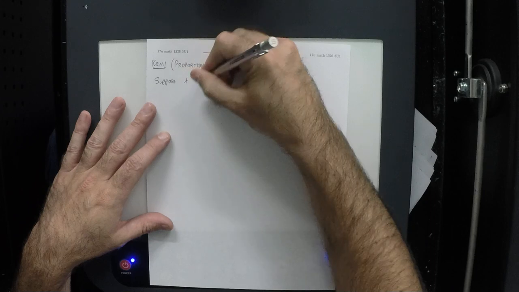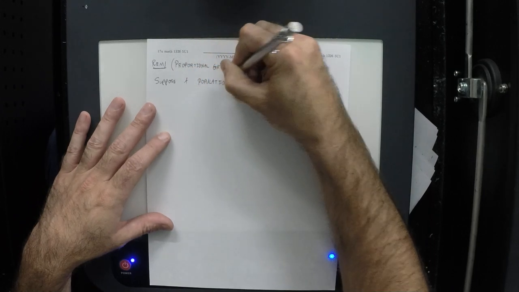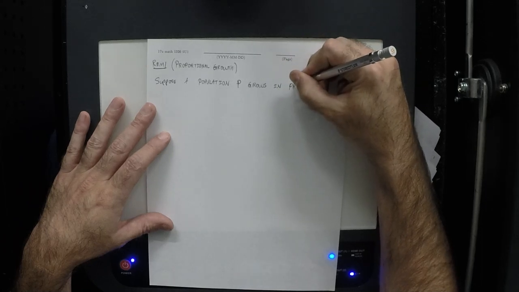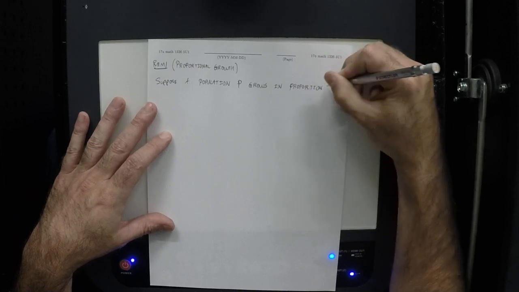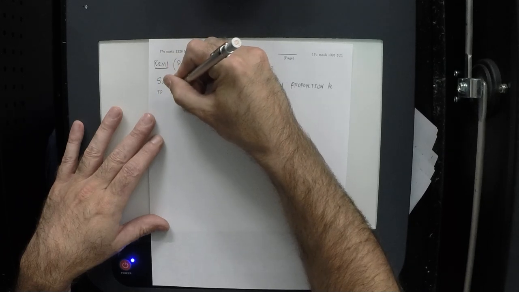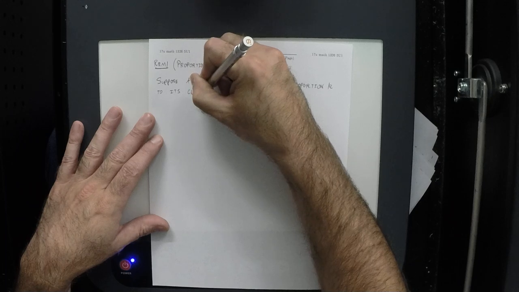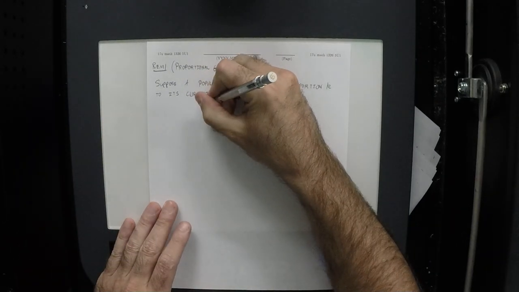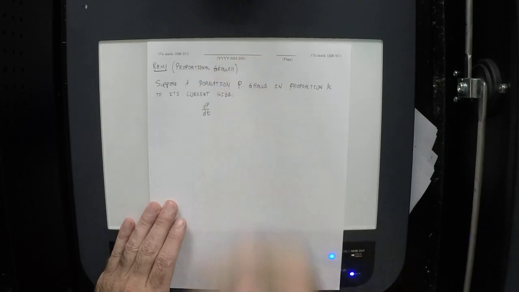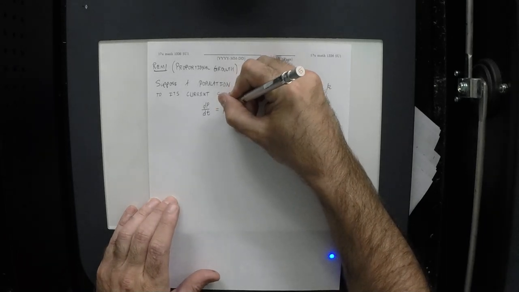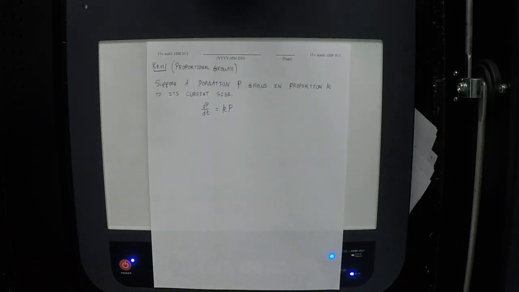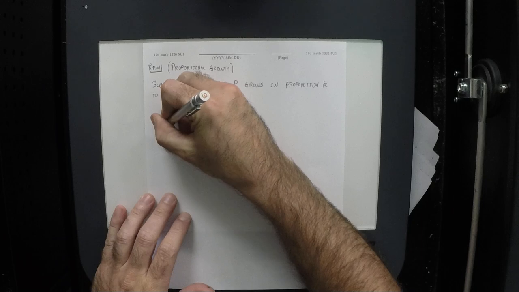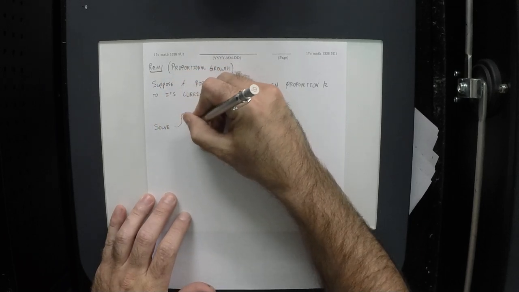Suppose a population P grows in proportion K to its current size. So that's saying that the time derivative of the population, the rate of change of the population, is Kp. The rate at which the population changes is proportional to the current size of the population. Let's solve this for P.